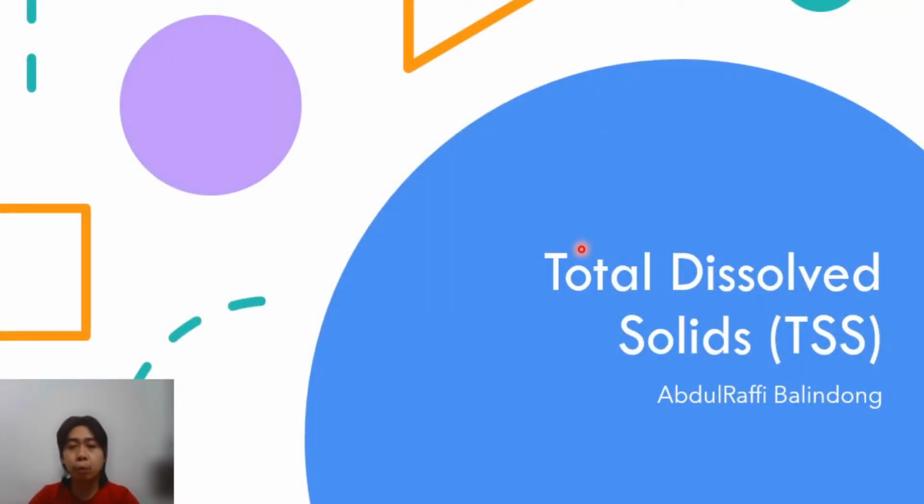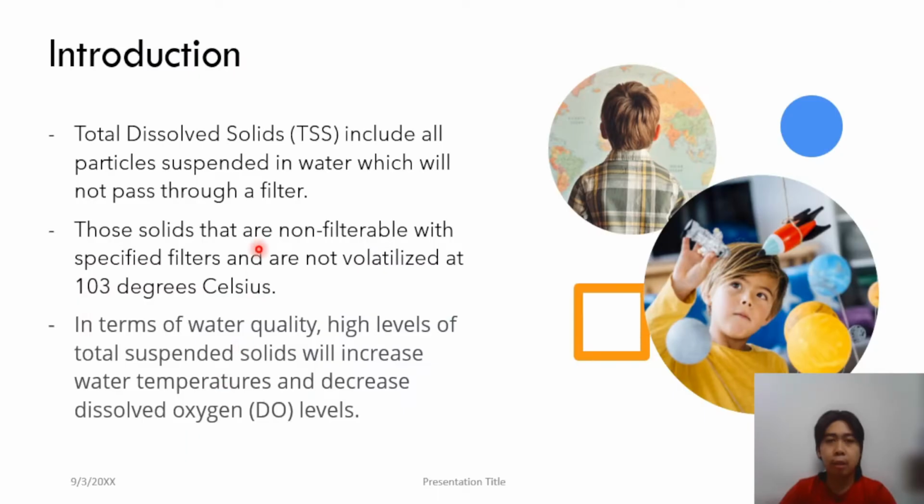So for this topic will be total suspended solids, or TSS. Introduction: total suspended solids include all particles suspended in water which will not pass through a filter. Those solids are non-filterable with specialized filters and are not volatilized at 103 degrees Celsius.